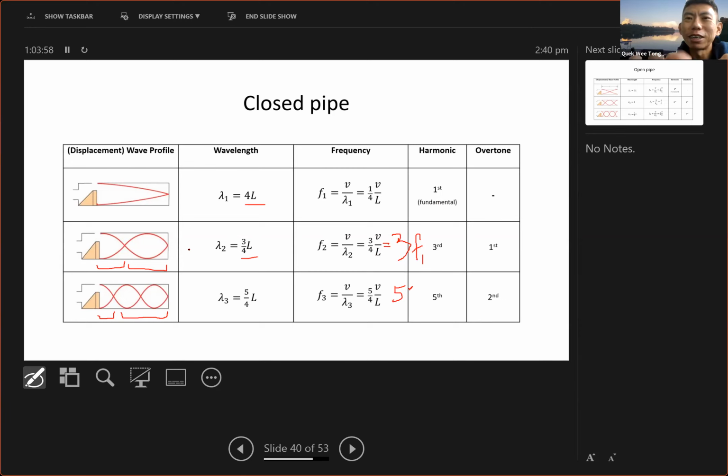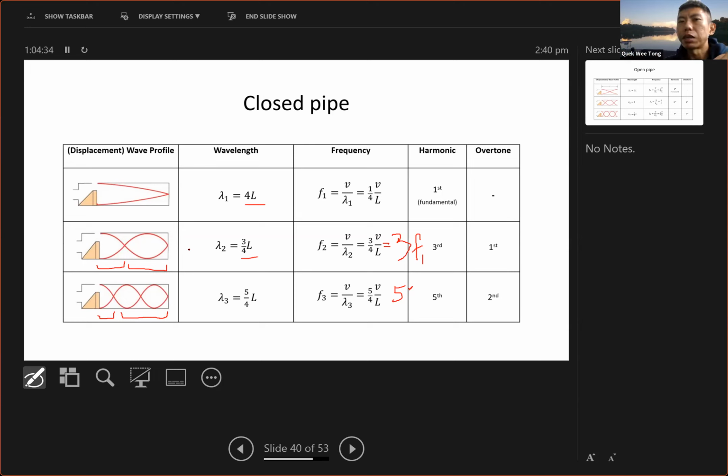Therefore, we call the second one the third harmonic, and the third one the fifth harmonic. There is no 2 and 4. So if you play an instrument that works on the principle of a closed pipe, most of the main sound that you hear belongs to the fundamental mode. That one is no issue. Always the case. Then you wouldn't hear any sound that is twice the fundamental frequency, but you'll hear the third. You won't hear the fourth, but you hear the fifth.